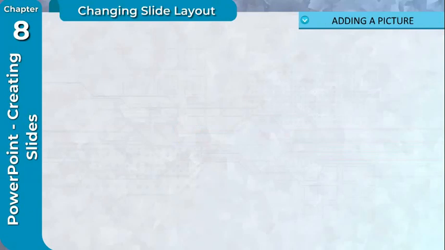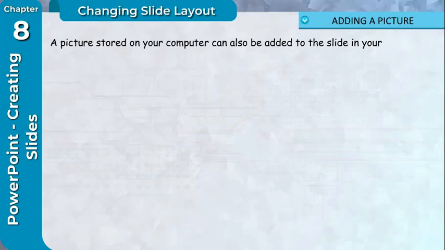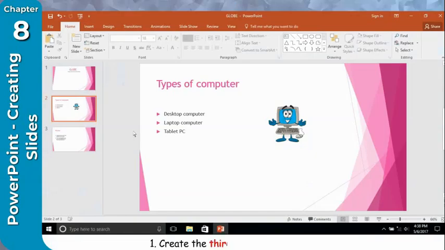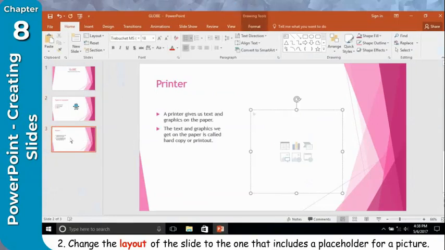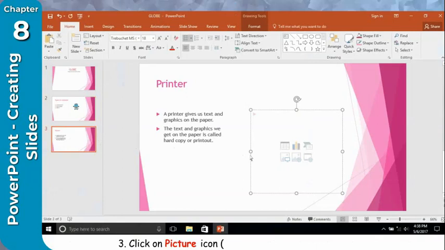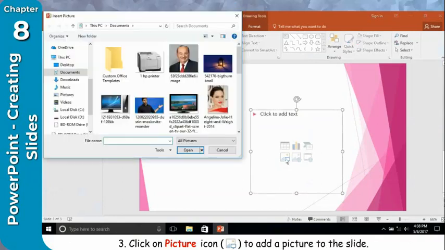Adding a picture. A picture stored on your computer can also be added to the slide in your presentation. Create the third slide and add text in it. Change the layout of the slide to the one that includes a placeholder for a picture. Click on Picture icon to add a picture to the slide.